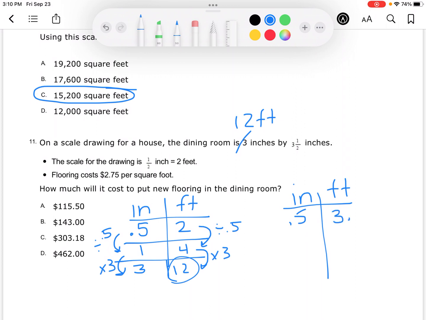And this time I have 3.5 inches. I like to get rid of the fractions every time I can. And I know the scale is going to be the same. Oops, that's wrong. This should be 2 right here. All right. I'm recording. So I'm going to do 4 times 3.5. And I get 14.